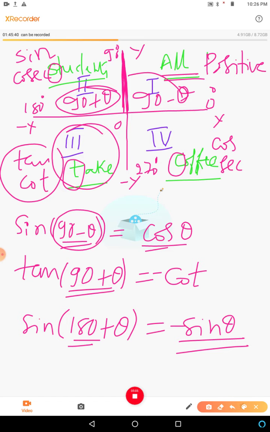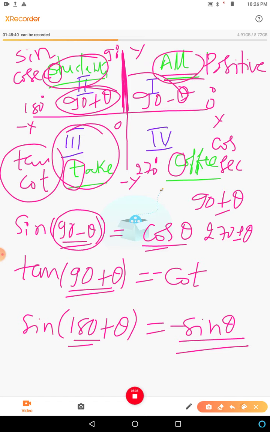Two things you should remember: for 90 plus or minus theta and 270 plus or minus theta, sin becomes cos, cos becomes sin, tan becomes cot, cot becomes tan, secant becomes cosecant, cosecant becomes secant. But for 180 plus or minus theta and 360 plus or minus theta, sin will remain sin, cos will remain cos, tan will remain tan, cosecant will remain cosecant. You should decide the sign by seeing this.